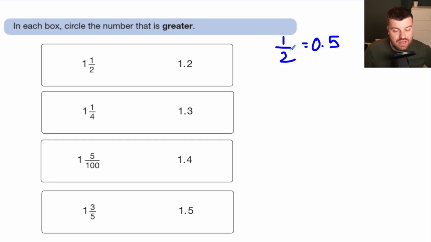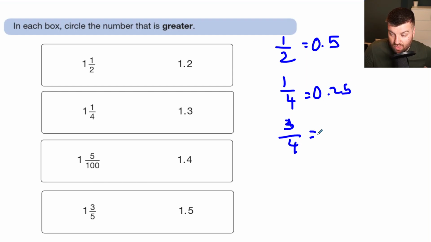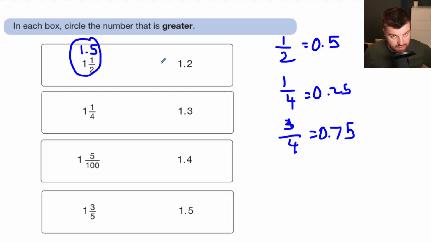We need to know that 1/2 is 0.5. We need to know that 1/4 is 0.25, and we need to know that 3/4 is 0.75. That's the bare minimum that we need to know. We just need to know them off the top of our head. So we go to half here. We know it's the same as 0.5. So 1.5 is 1.5. Very quickly now, I can circle this number. It's clearly bigger than 1.2.